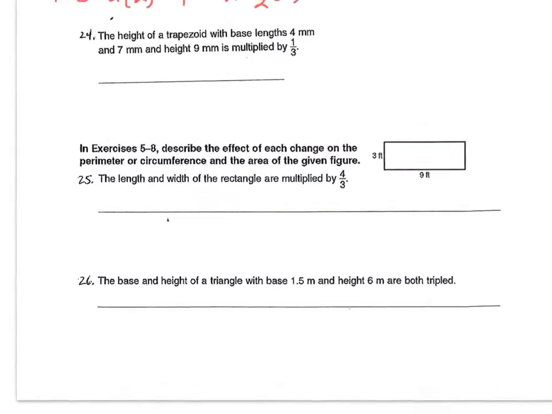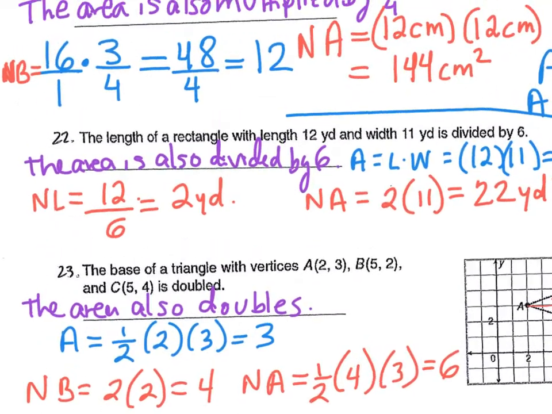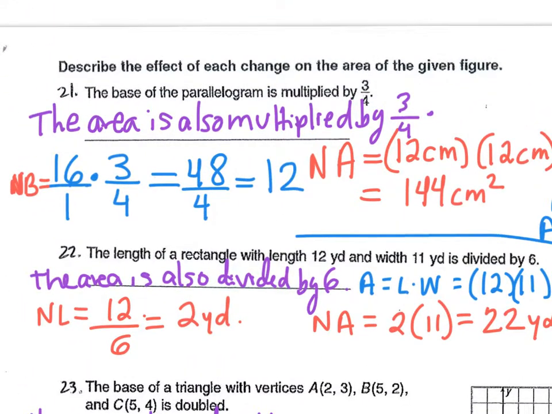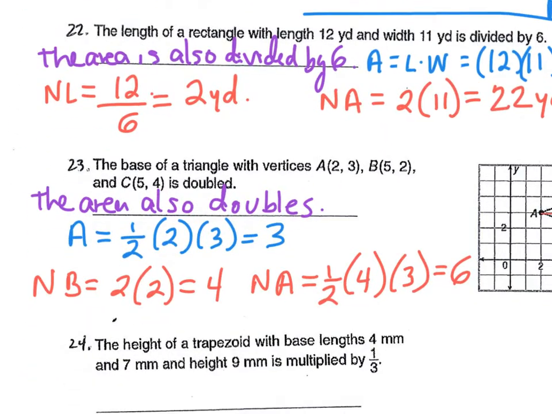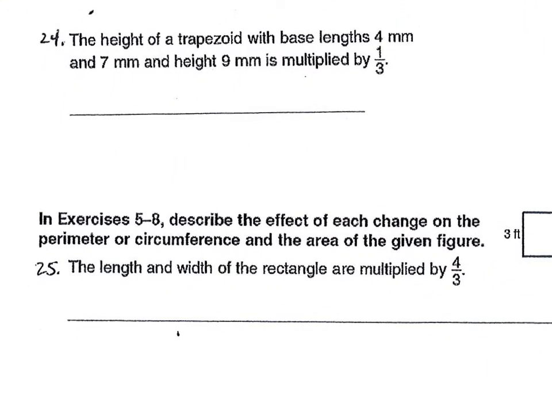Okay, so in problem number 24, it says the same instructions. Describe the effect of each change on the area of the given figure. So they're talking about the area. And the change in number 24 is the height of the trapezoid with the base lengths of 4 millimeters and 7 millimeters. The height is 9 millimeters and is multiplied by 1/3. So the only thing that is changing is the height.